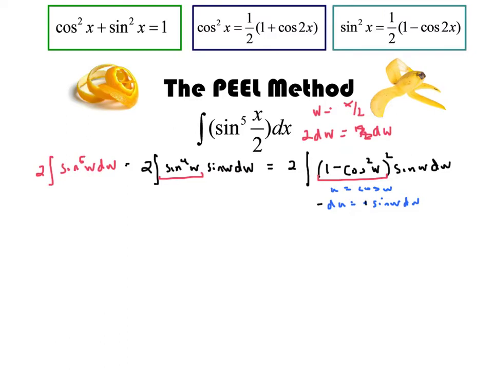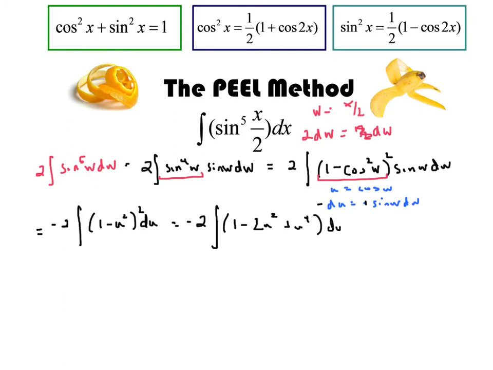So now my integral becomes negative 2 integral of 1 minus u squared du. And you think, well, okay, how am I going to handle that? Well, now we actually got to multiply it out. So negative 2 integral 1 minus 2u squared plus u to the fourth du.